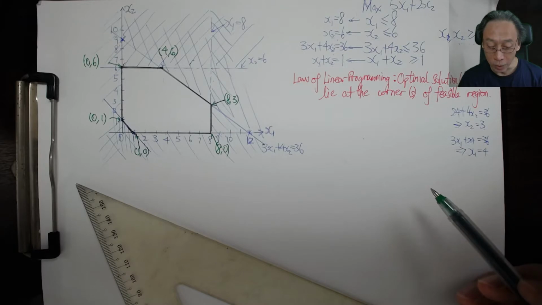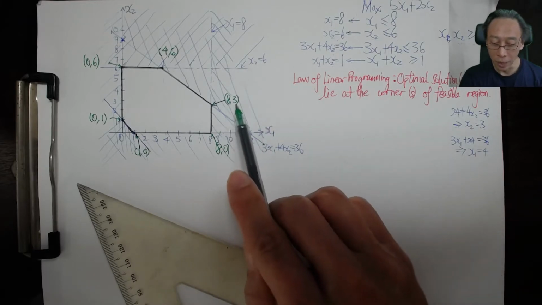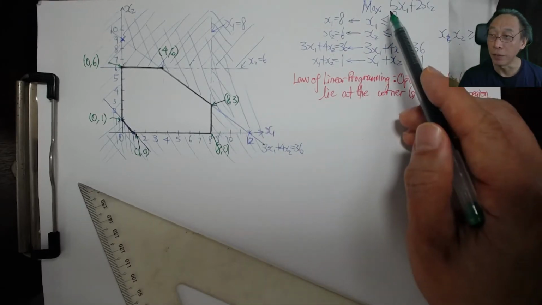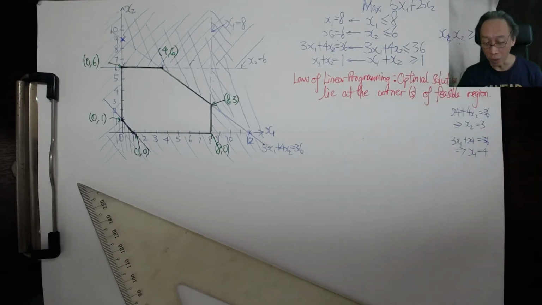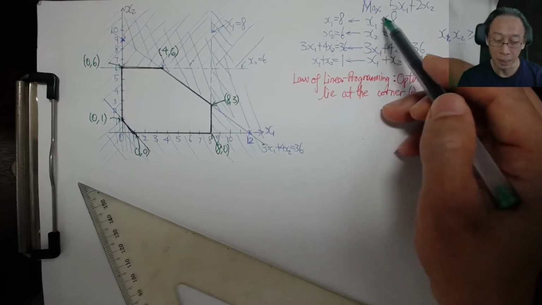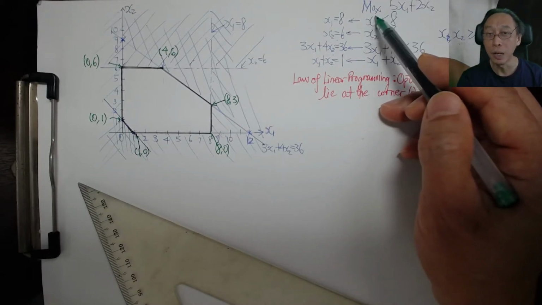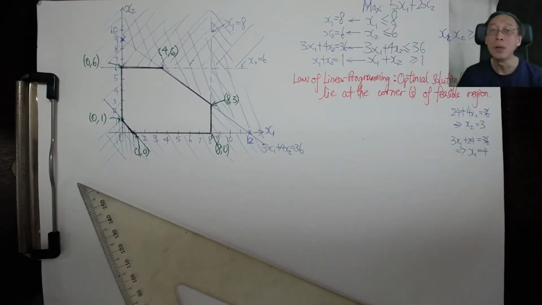What we need to do is to substitute these two values into our objective function, 5x1 plus 2x2, and then get a value out of it. The point with the highest value wins. The point with the highest value wins because we are maximizing. If it is minimization, then the point with the lowest value wins.